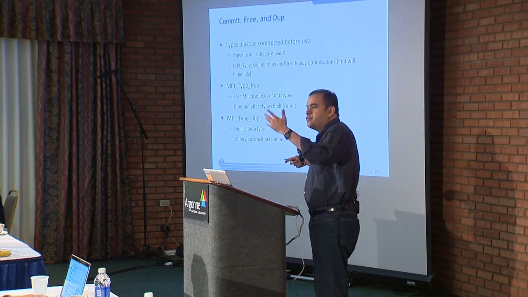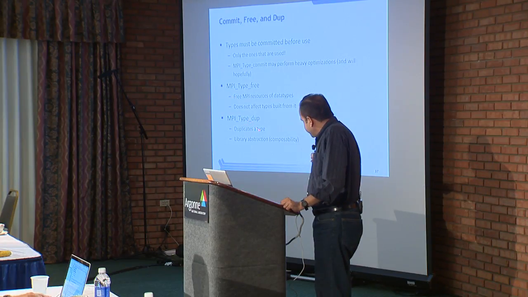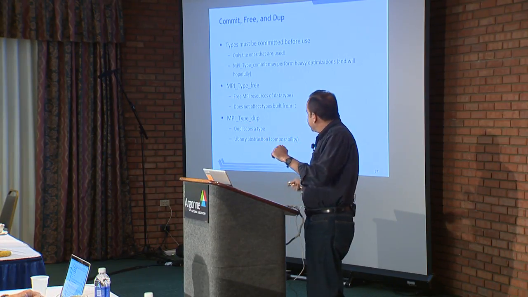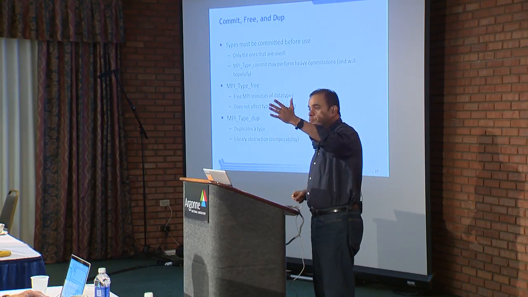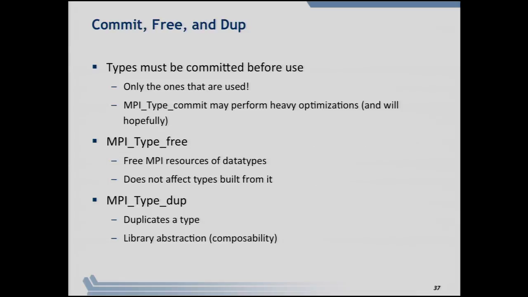And similarly, you can free the type once you're done with that. You can also duplicate a type. That is, you create a copy, similar to an MPI comm dup. You can duplicate communicators. So that just creates another copy of the same data type, and it's used more by libraries. So if you're using some third-party library, they want to maintain a copy of what you've passed them, so that if you free that type, they are not in trouble. That is, they still have something to use. So that functionality also exists.